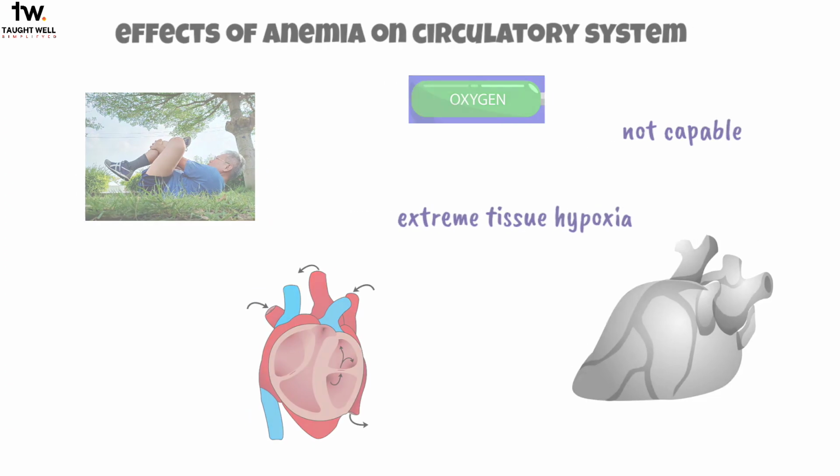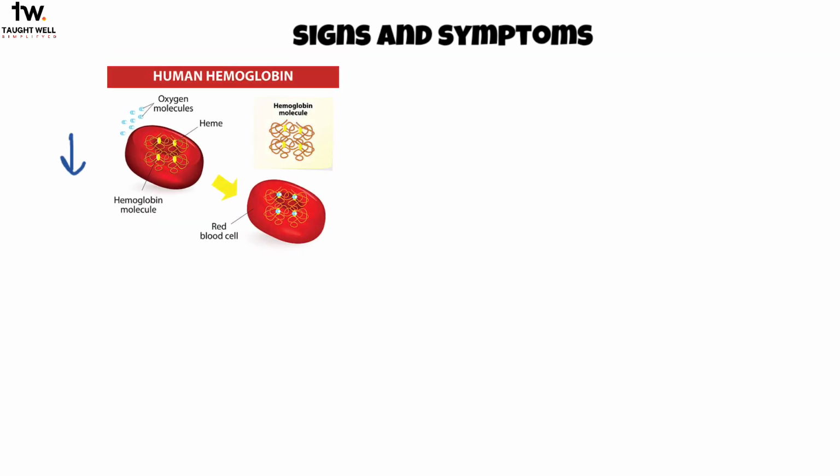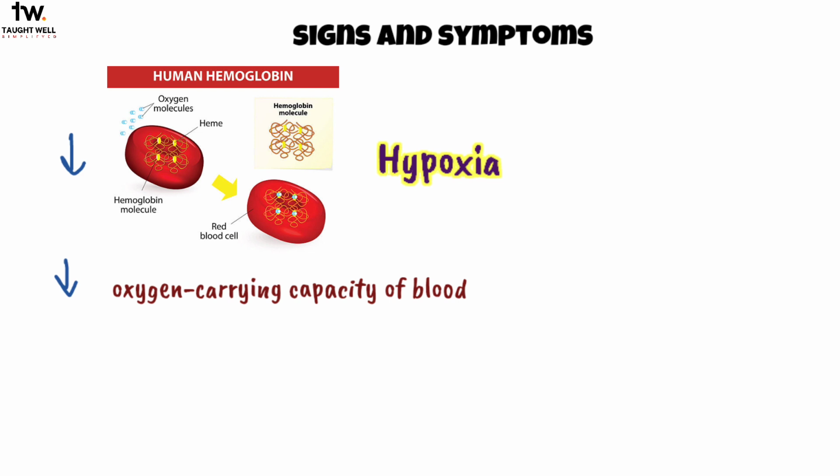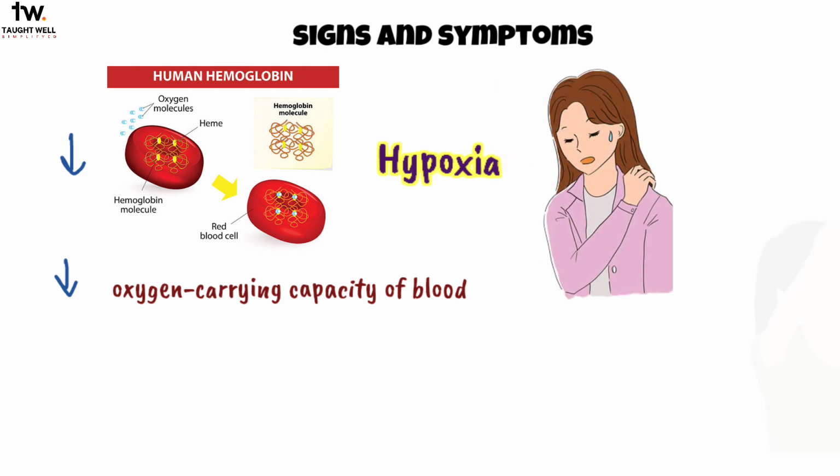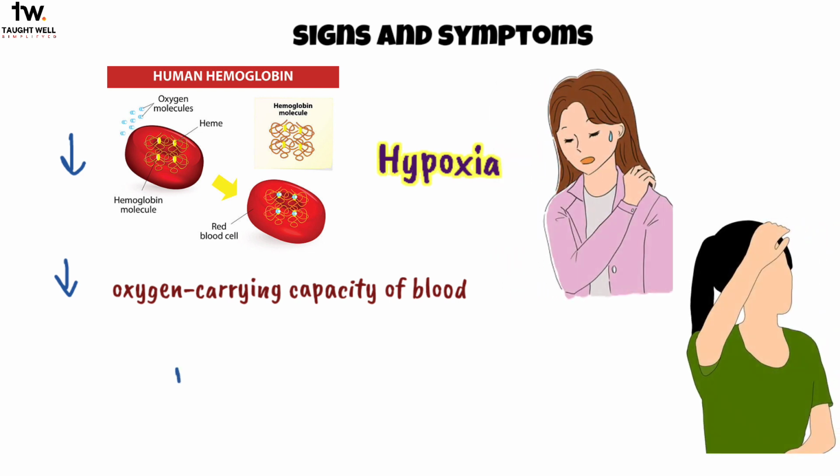Now, can you think about the signs and symptoms seen in a patient with anemia? Reduced hemoglobin in the blood means that there is going to be a reduction in the oxygen carrying capacity of blood. This leads to a state of hypoxia. So, we can see that tiredness or fatigue is a common feature in all anemic patients because they have an overall reduced oxygen supply in the blood.